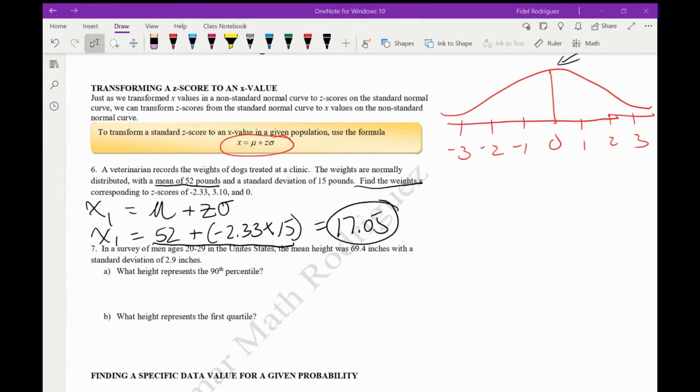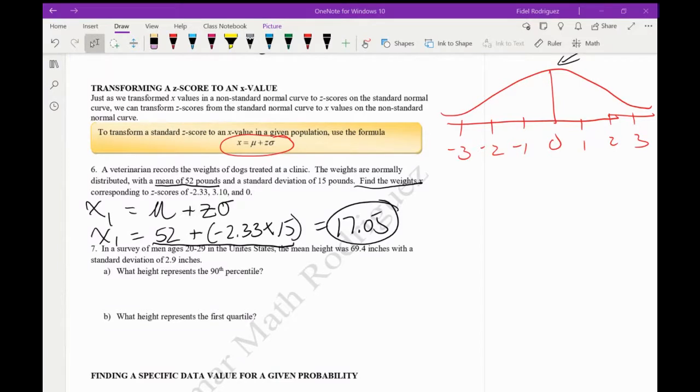Okay, so guys, take a look at what the average is. The average is 52, right? This dog weighs 17.05 pounds. Would you say that dog is above average or below? That's right, it's below. Okay, so I want you to think about something.